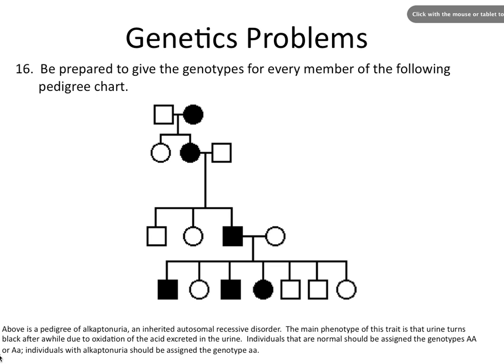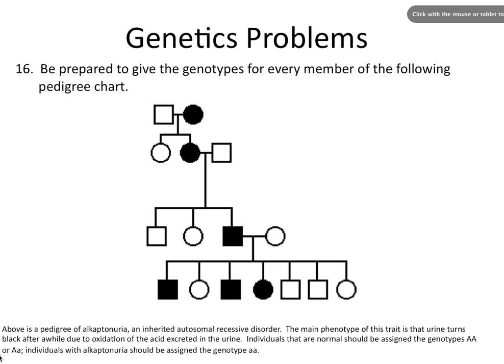Be prepared to give the genotypes for every member of the following pedigree chart. Above is a pedigree of alkaptonuria, an inherited autosomal recessive disorder. The main phenotype of this trait is that urine turns black after a while due to oxidation of acid excreted in the urine. Individuals that are normal should be assigned the genotype big A or big A little a. Individuals with alkaptonuria should be assigned the genotype little a.